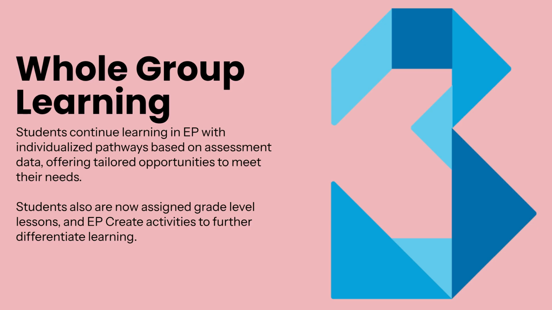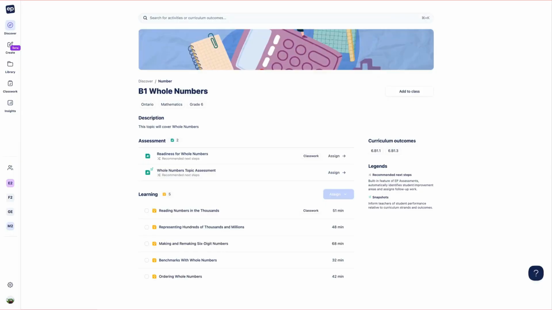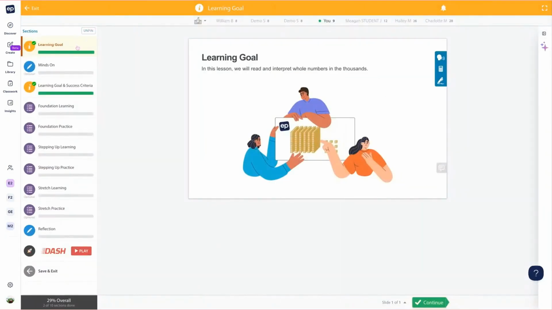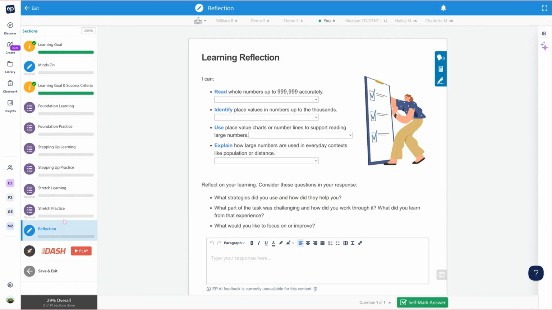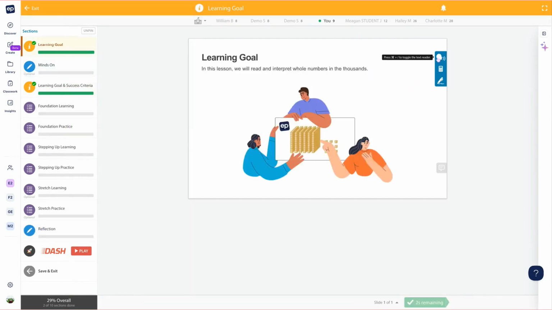Now knowing where our students are starting from, EP helps differentiate and personalize the experience for learners. Back in our Discover tab is where you'll also find our learning activities. Please note these would also be the recommended next steps just shown. Our lessons are scaffolded and can be used to support whole group, small group, or be sent out to individual students. Students work through Minds-On success criteria and conclude the learning with a reflection activity.